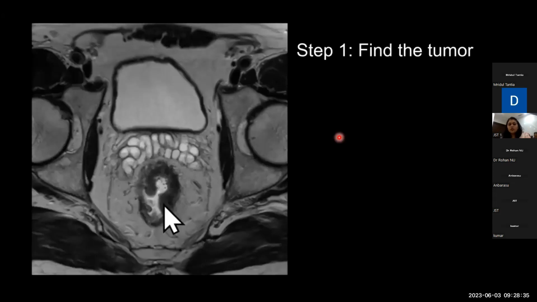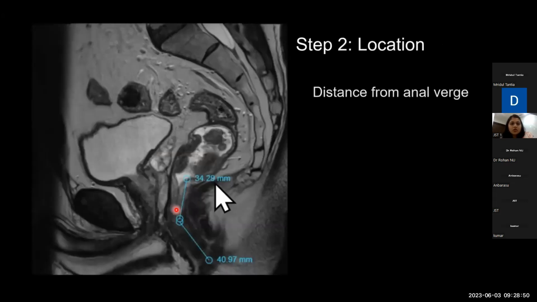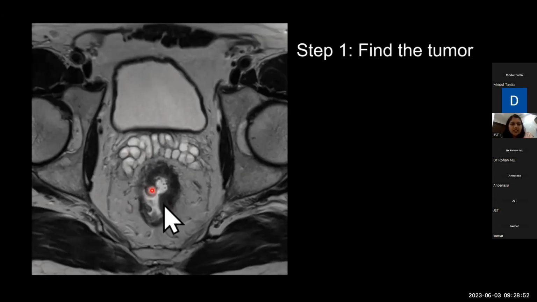So we'll go step by step and see how to approach this rectal cancer. Step 1, we have to find the tumor: how the tumor is looking, the signal, and the tumor with respect to the rest of the wall. First of all, the tumor signal is usually T2 slightly hyperintense to the muscle, and it could be intermediate. Most of the time it's gray, intermediate, or slightly hyperintense to the muscles.